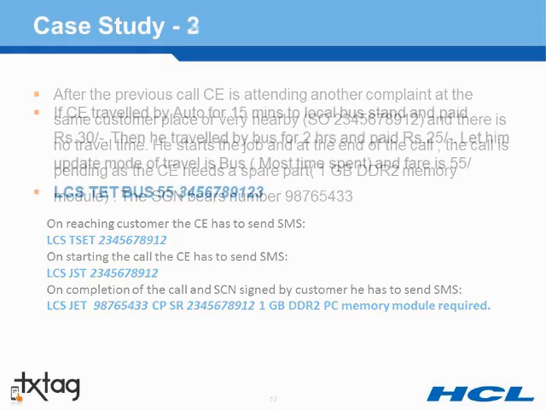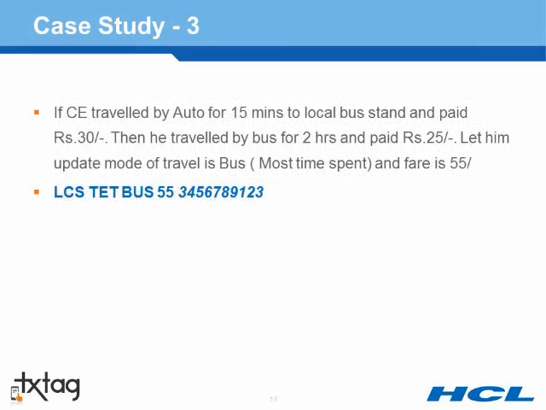Okay, now we'll take a case study 3 where an engineer travels by multiple modes. Let us say he is traveling by an auto to a bus stand, and from the bus stand he takes a bus and travels to the customer place. So he's traveled 15 minutes to local bus stand and paid 30 rupees. Then he traveled by bus for 2 hours and paid 25 rupees.